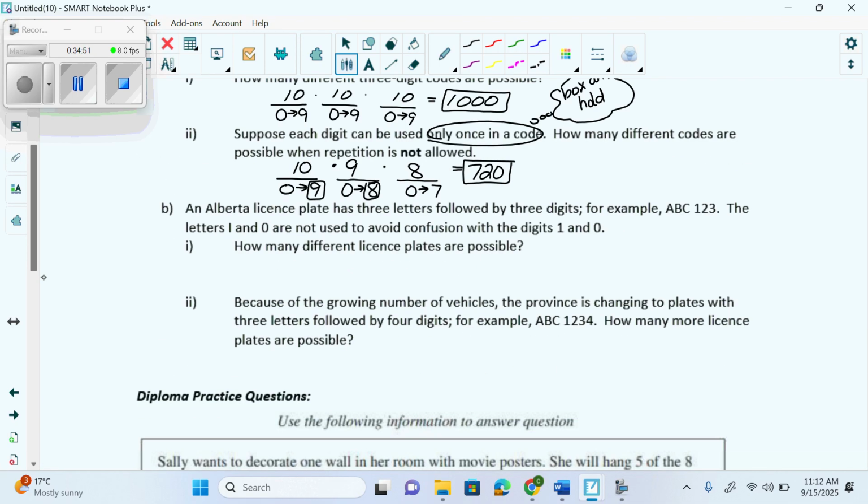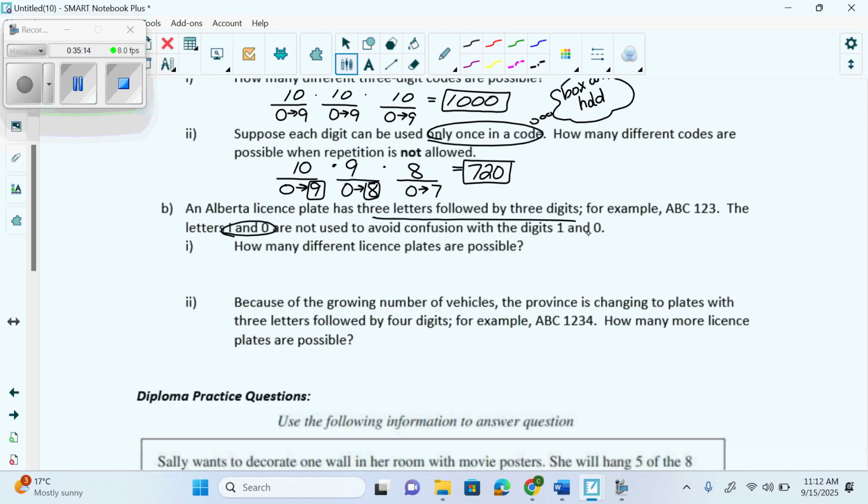B says an Alberta license plate has 3 letters followed by 3 digits. For example, ABC 123. The letters I and O are not used to avoid confusion with 1 and 0. So I and O are not used. I need to have 3 letters followed by 3 digits. So I'm going to have 6 blanks, correct? Because each blank can only hold one object.